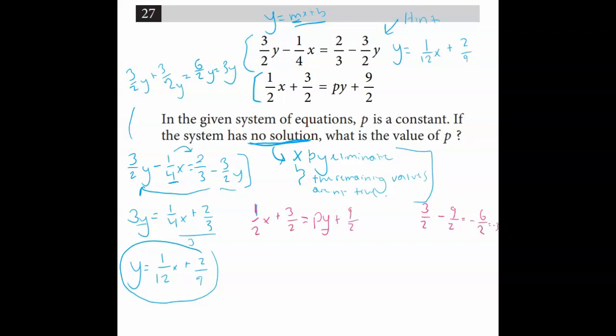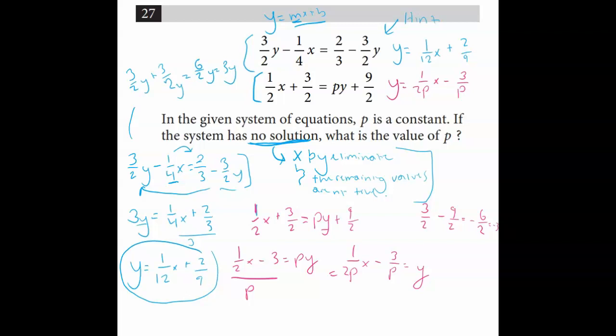Sorry, it's a little scribbled in there. Basically, I get 1/2 x minus 3 equals py. And so I just need to divide this by p. And so I get 1 over 2p x minus 3 over p equals y. And so drawing it up here, I get y equals 1 over 2p x minus 3 over p.